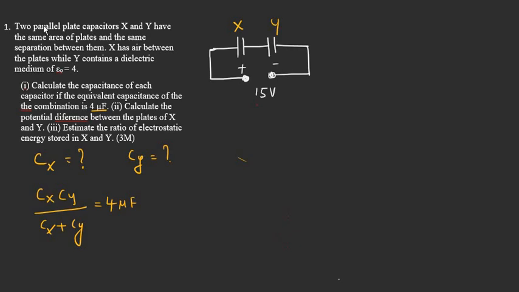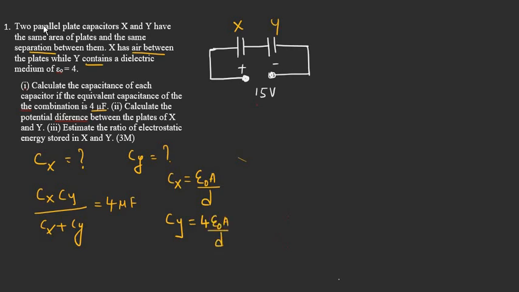So in the first part they have mentioned that X and Y are having the same area of plates and the same separation between them. X has air between the plates and Y contains dielectric medium. So if you write the capacitance of X, Cx, we can write it as epsilon 0 A by D because it contains air in between the capacitor plate. And we can write for Y, Cy is equal to, here you have a dielectric medium, so it will be K epsilon 0 A by D. The value of K over here is 4, so 4 into epsilon 0 A by D.